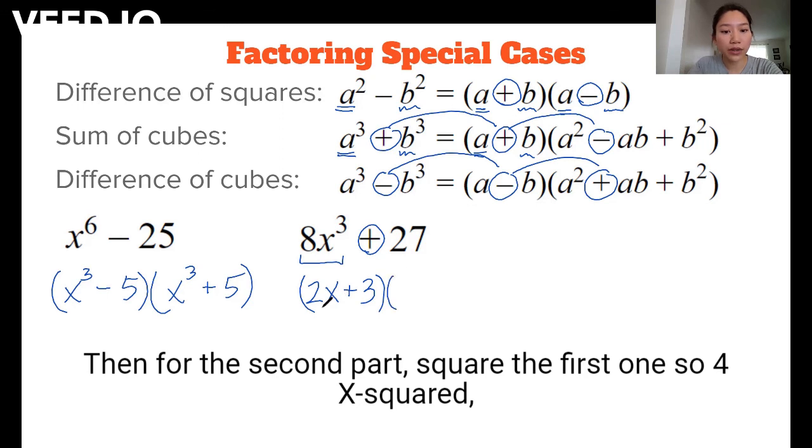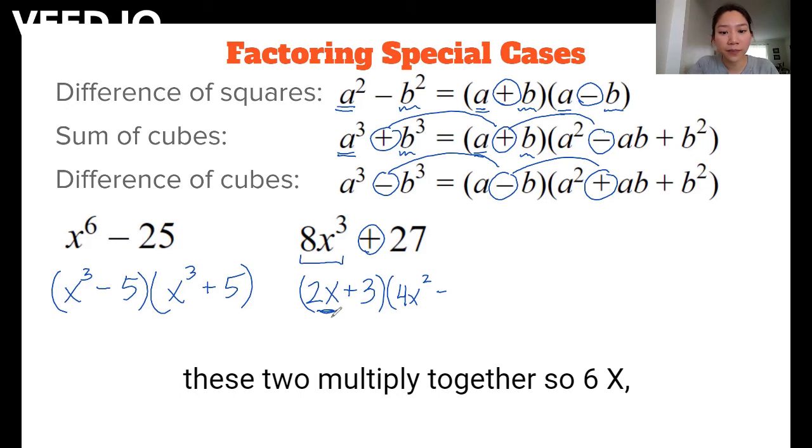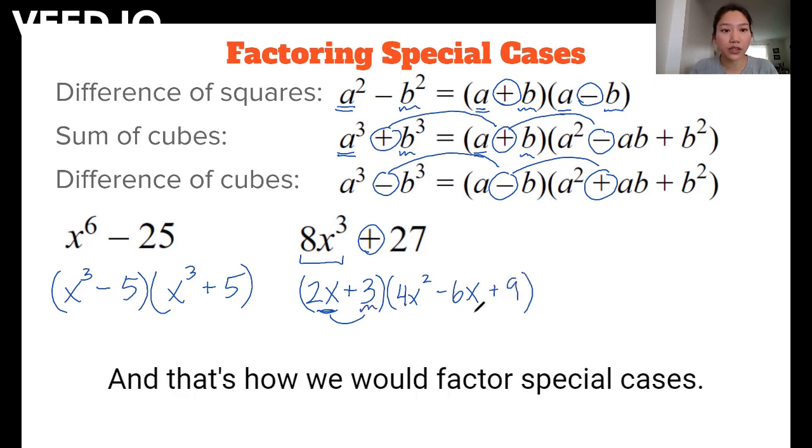Then for the second part, square the first one, so 4x squared. Then because this was a plus, our second one's going to be a minus. These two multiply together, so 6x, and then this one squared, so plus 9. And that's how we would factor special cases.